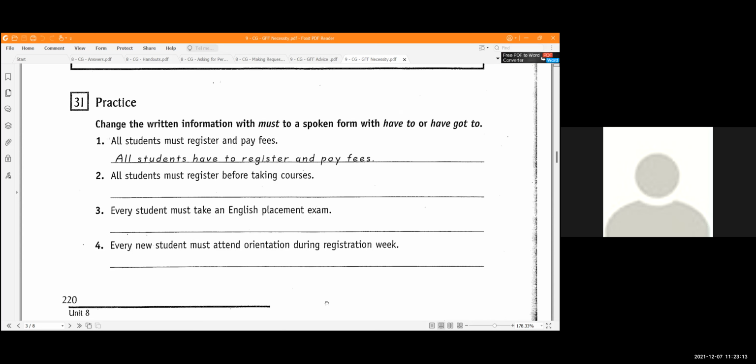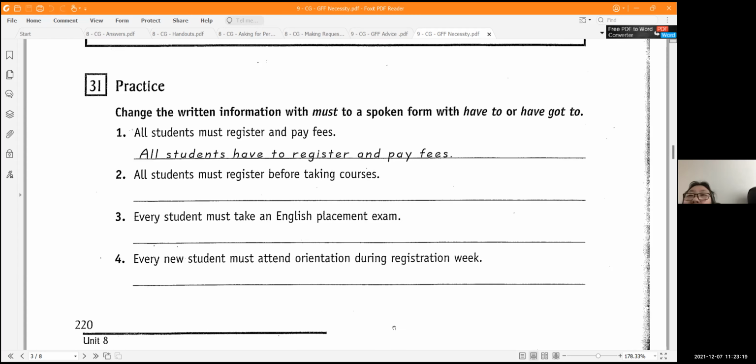This also can use have got to. That's no problem. Yes. Can't we say that all students must register and pay fees?